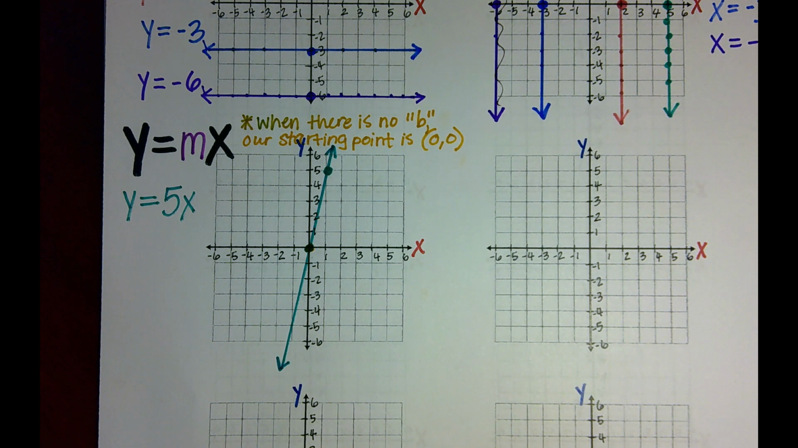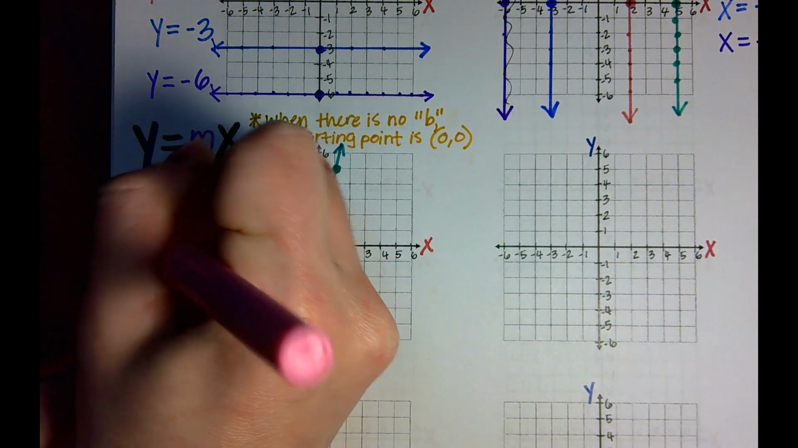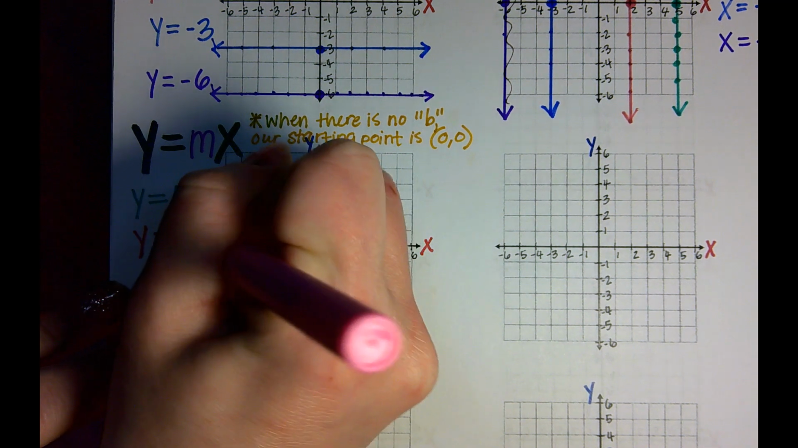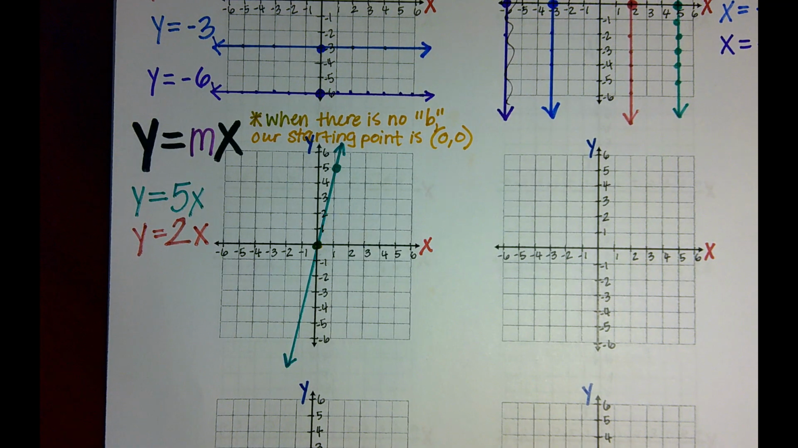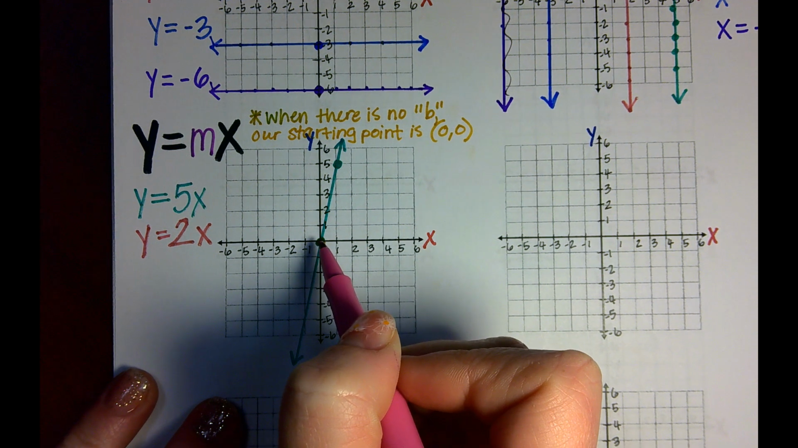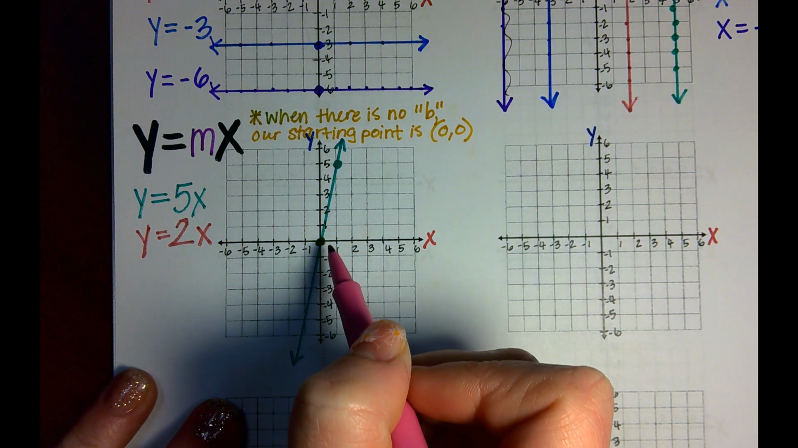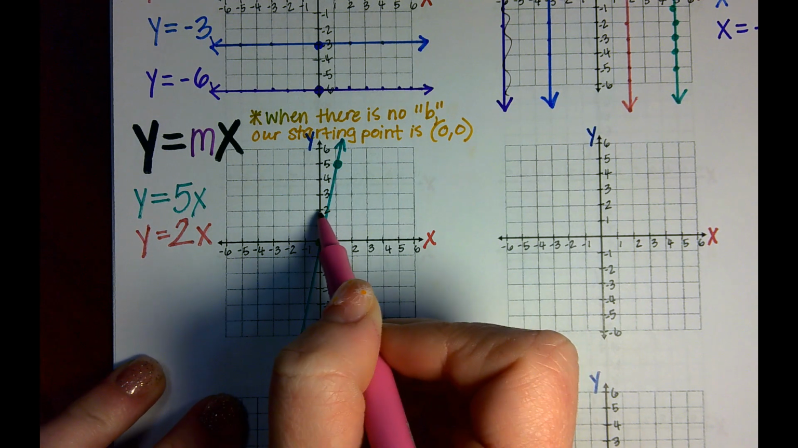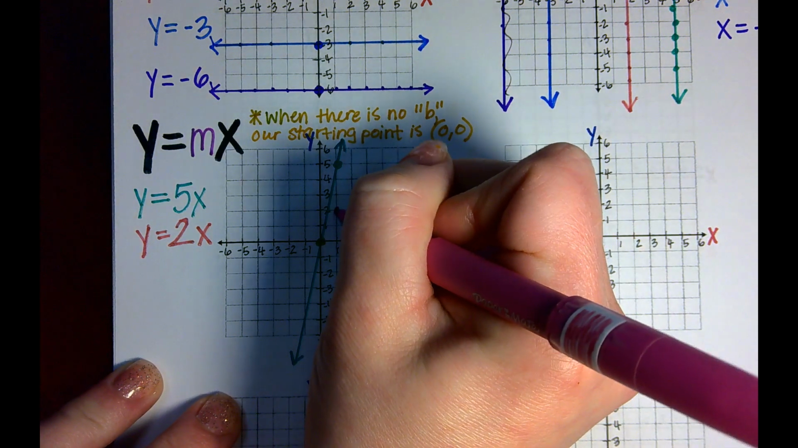What about y equals 2x? Where is my starting point? 0. There's no b written, so our y-intercept is 0. I said that wrong. It's not that there's no y-intercept, it's that our y-intercept is 0. So we start at 0. And where would we go from here? Up 2, over 1.